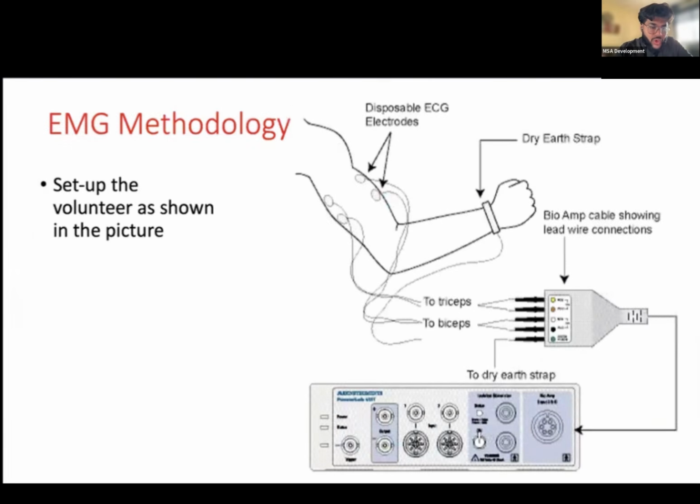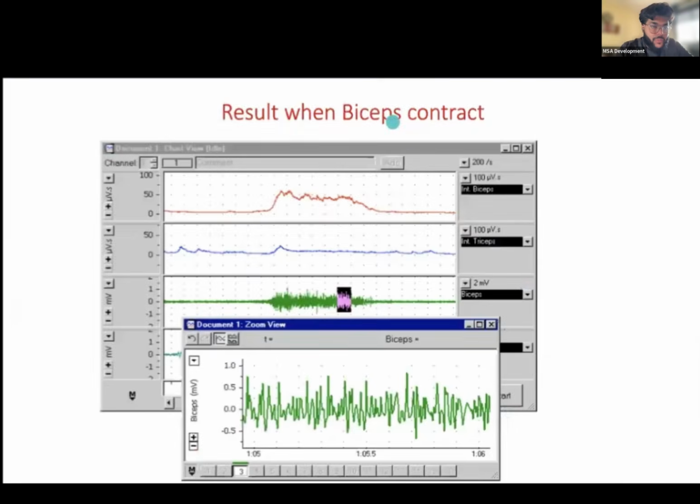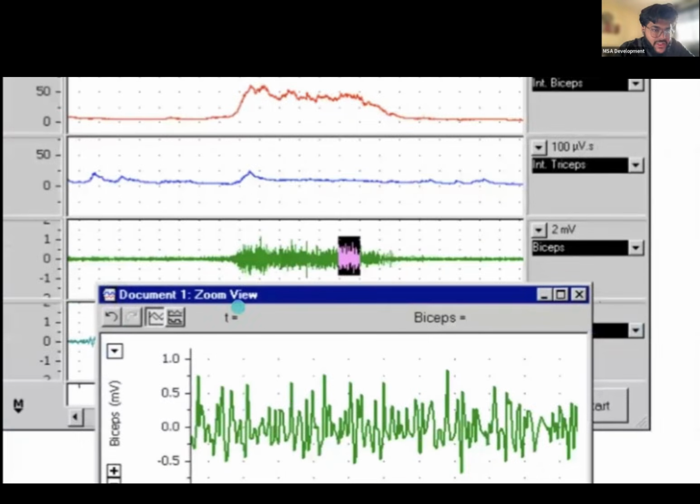Now once we actually record, what do we see on our recorder? So this is what we see. Over here you can see the green trace.